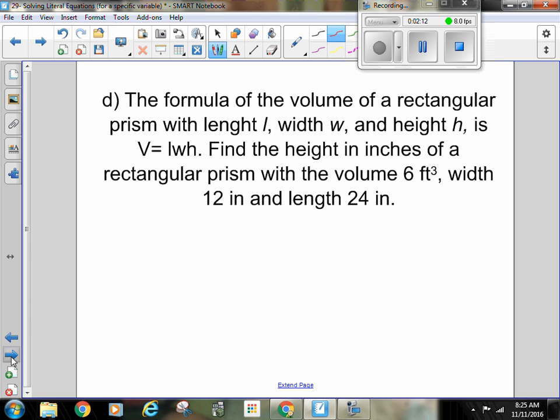The formula for the volume of a rectangular prism with length L, width W, and height H is volume equals length times width times height. Find the height in inches, so this is important, in inches of a rectangular prism with a volume of 6 feet cubed. So we need to make feet cubed into inches. So we're going to times it by 12 because it's cubed. So cubed means 3 times. So we're going to take 6 times 12 times 12 times 12, and we get 10,368.